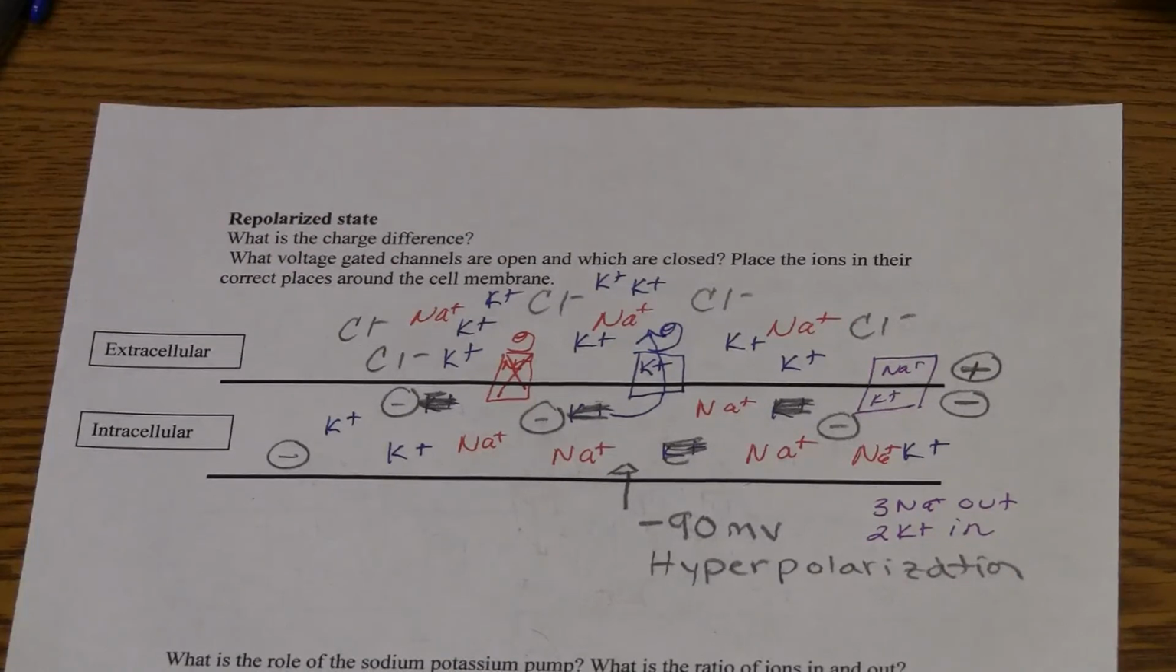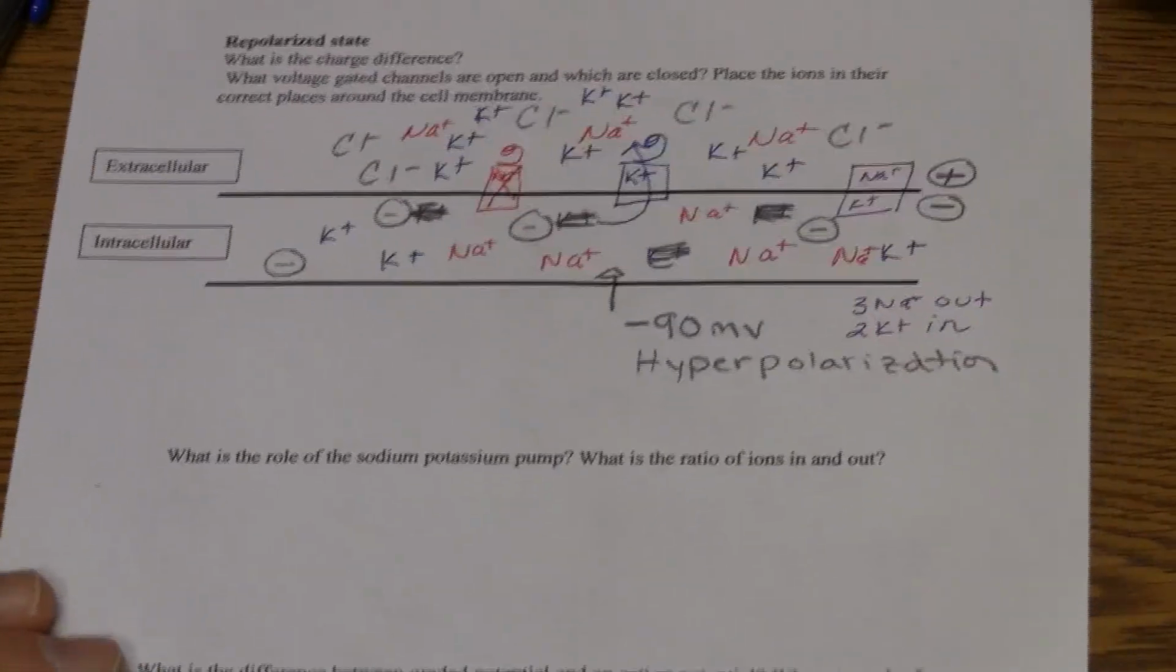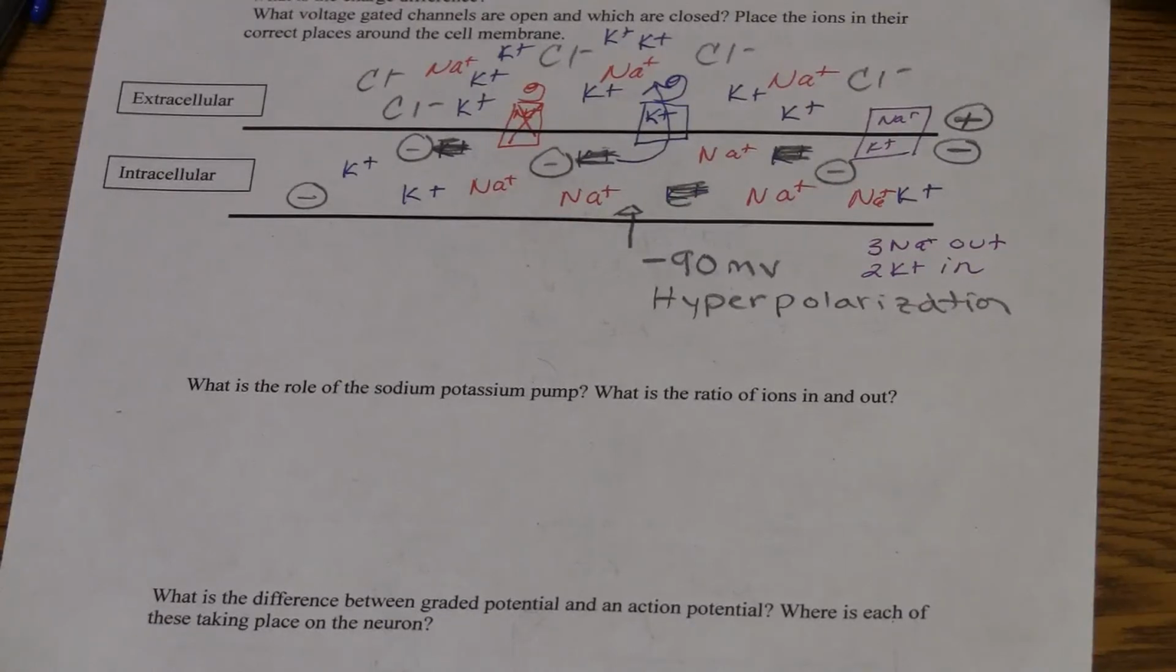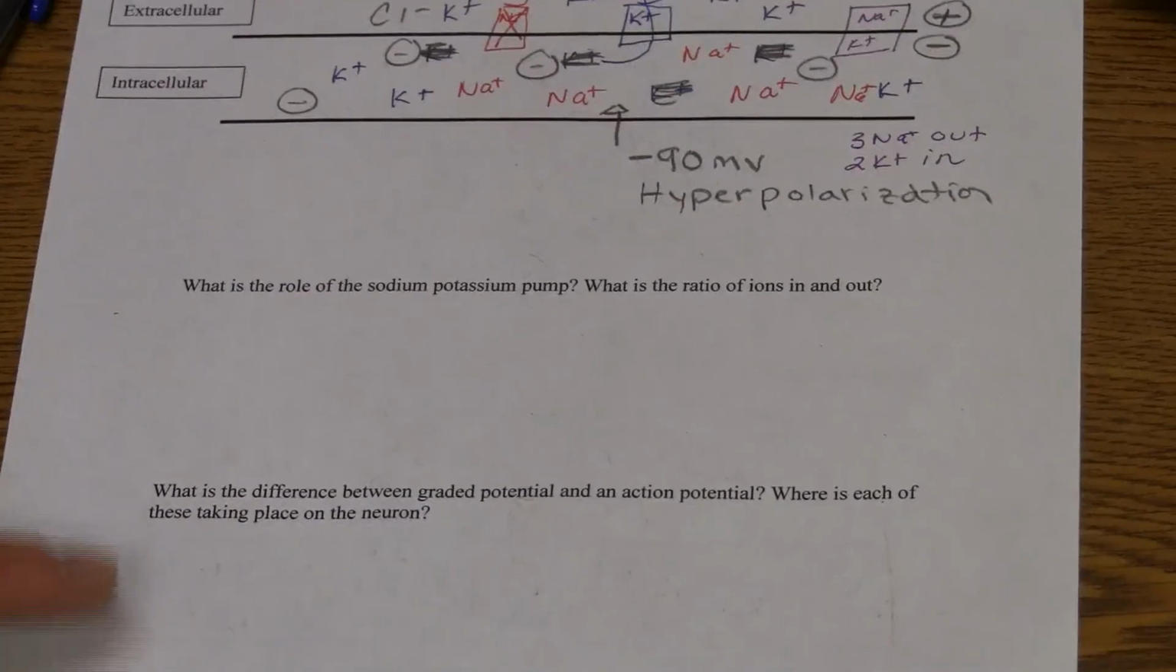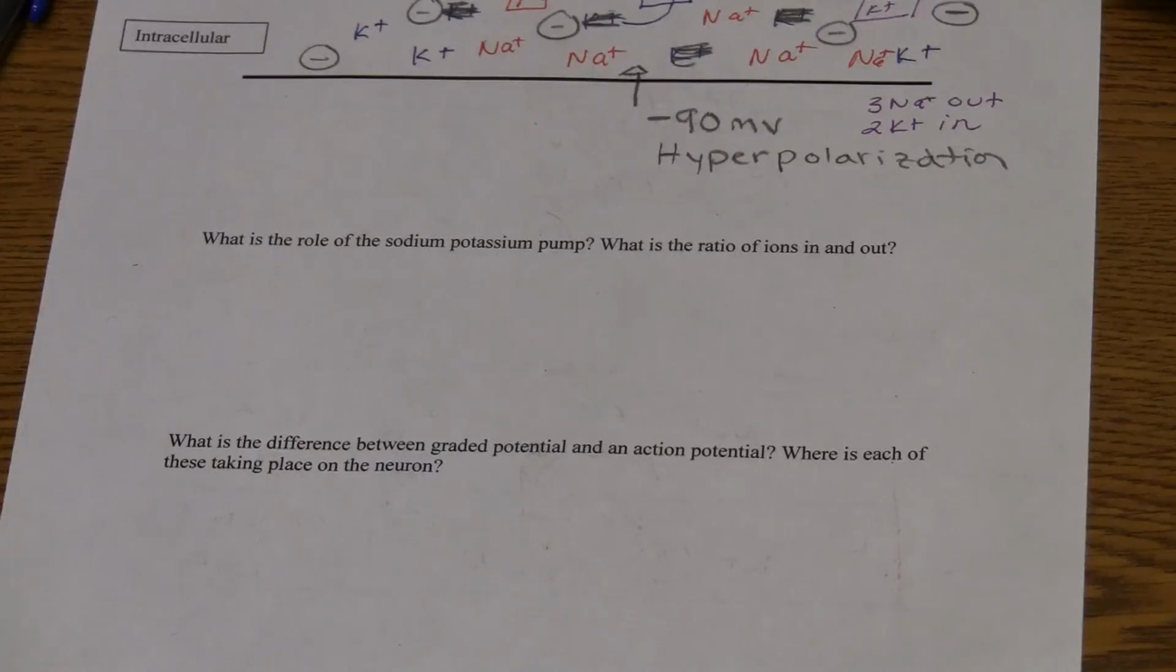With the last two questions here, it says, what is the role of the sodium-potassium pump, and what is the ratio of ions in and out? We kind of answered this already, but its role is to exchange the ions, and it's an active form of transport. The ratio, again, would be 3 sodium out and 2 potassium in. The last question, which we have already answered as well, is what is the difference between a graded potential and an action potential, and where are each of these taking place in the neurons? We just covered that a minute ago, so you can fill in those blanks as well if you need.